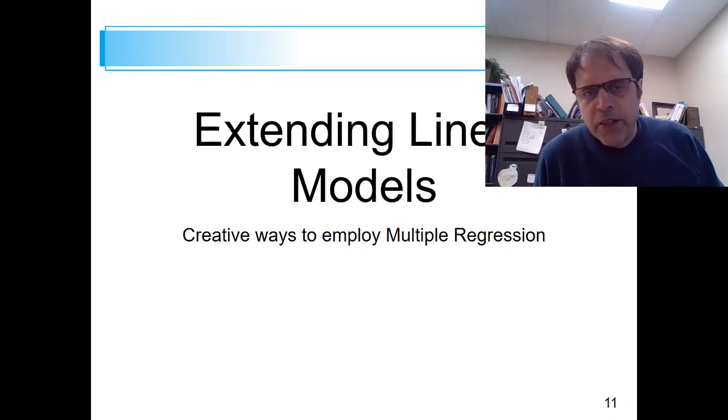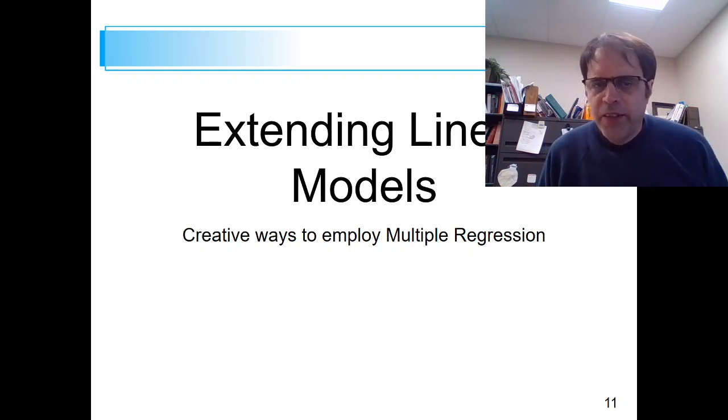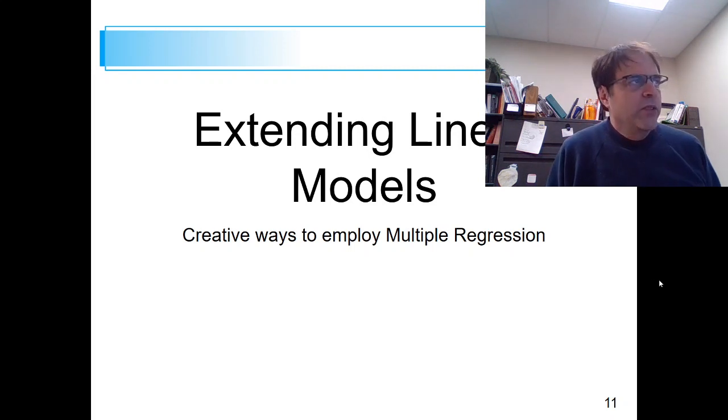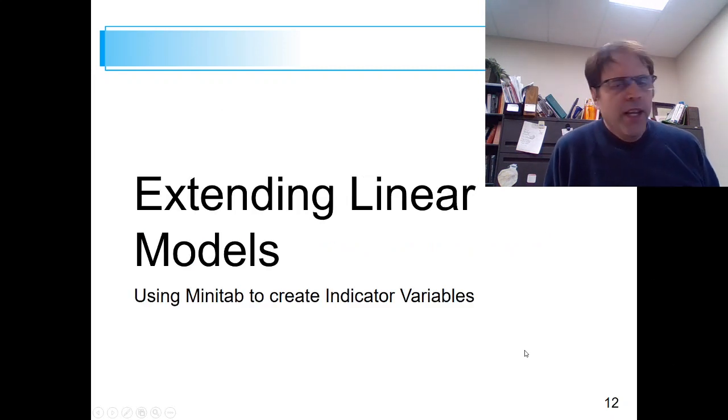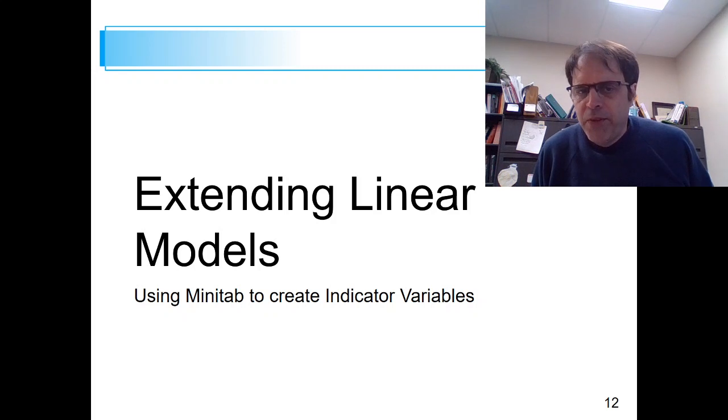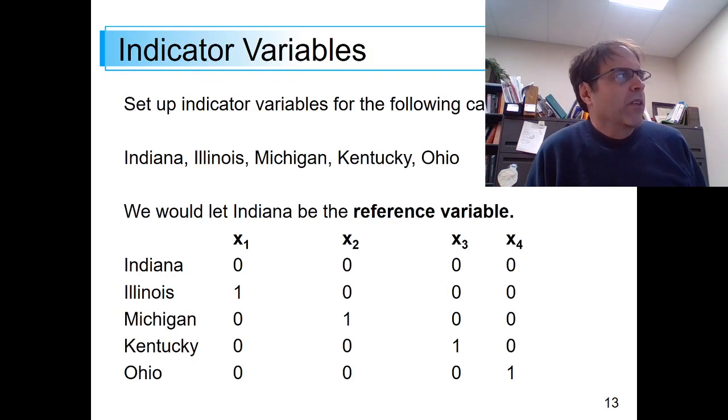Hello all. We're going to continue our ideas of extending linear models and creative ways to employ multiple regression. And today we're just going to talk about using Minitab to create indicator variables. We're going to do some of the applications in later videos, but today it's just using Minitab to create the indicator variables. Remember what we did with the indicator variables.